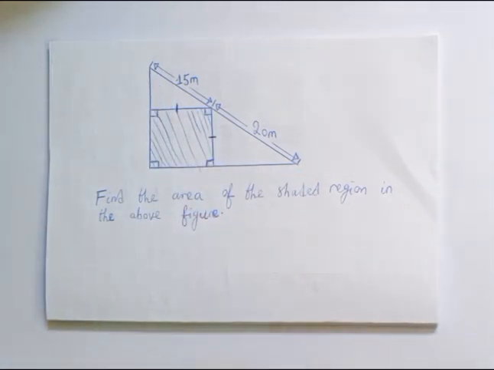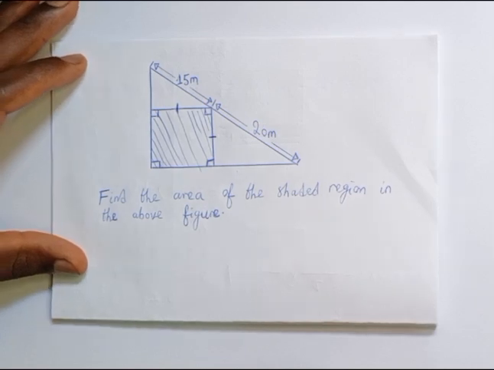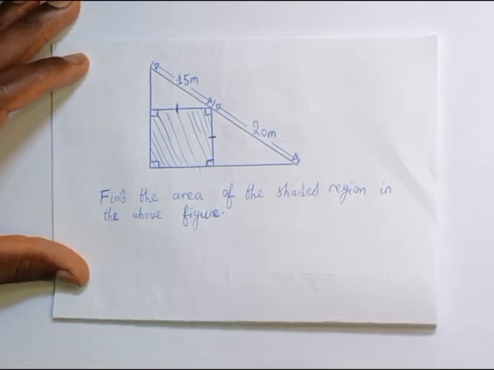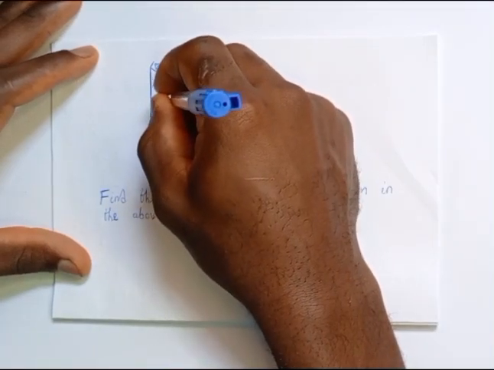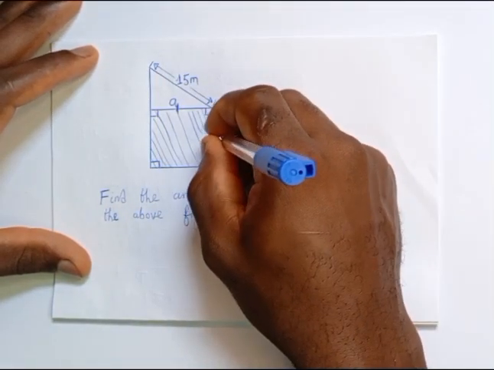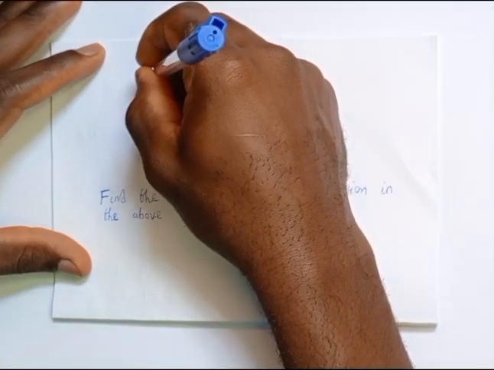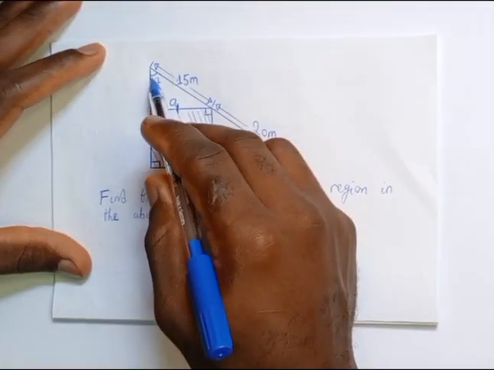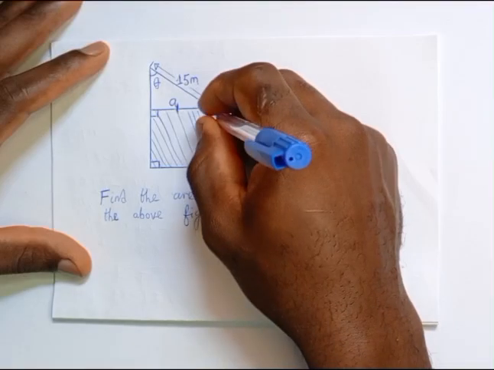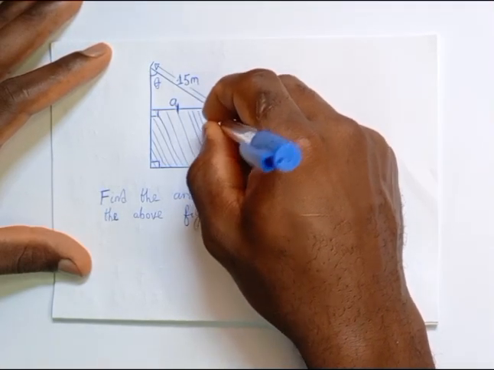For us to answer this question, we are going to proceed as follows. We are going to assume that one of the sides of the square is of length A. This is A. This is also A. This angle, we are going to take it to be theta. Then this angle will also be theta. They are corresponding angles. This is theta.